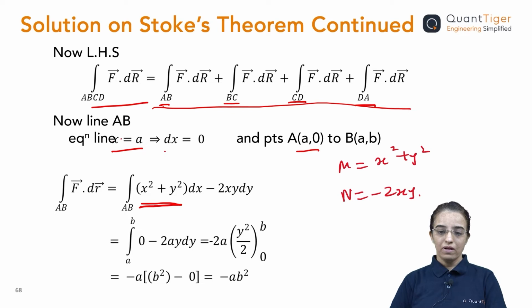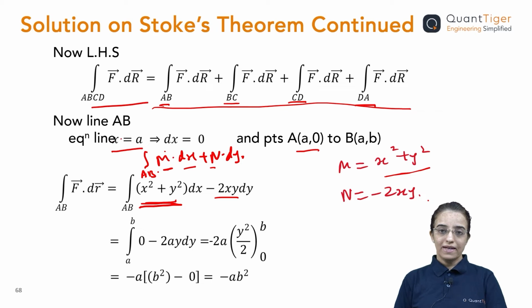This is our m. I have written here for your reference the value of m from the given vector function f, जो कि question में दिया है, f vector. वहाँ से मैंने ये वैल्यूज़ निकाल ली हैं m और n की, जो हमने यहाँ पे यूज़ की हैं, m dx plus n dy. ये जो फॉर्मूला है आपका, by using the Green's theorem, उसको हमने यहाँ पे plug in किए: m की वैल्यू x square plus y square with respect to dx, and n की वैल्यू minus 2xy. This is what we have substituted.